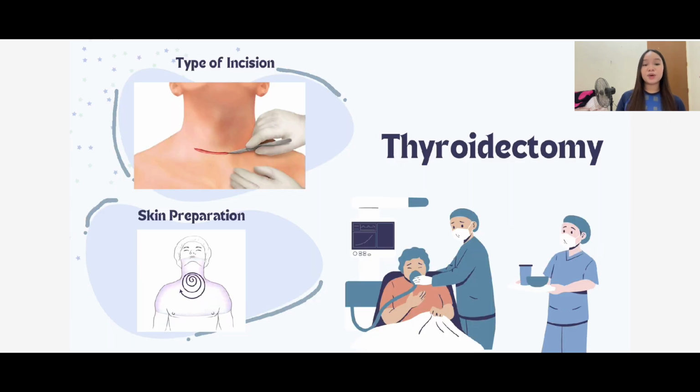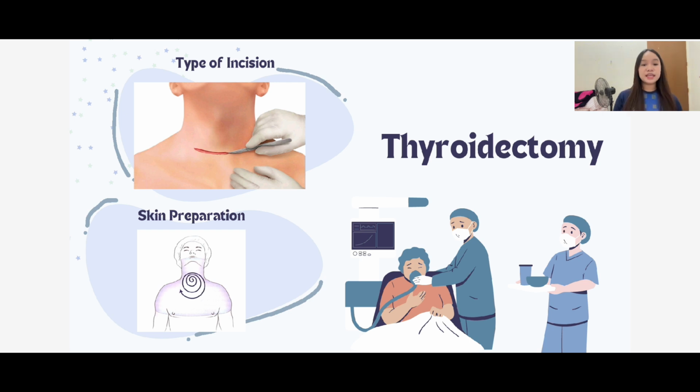The type or site of incision for this procedure, which is thyroidectomy, is a polar incision, and this incision is made transversely along a natural skin crease approximately 2 to 4 centimeters above the sternal notch in the lower anterior neck. It typically measures around 4 to 6 centimeters depending on the size of the thyroid gland and the surgical exposure required.